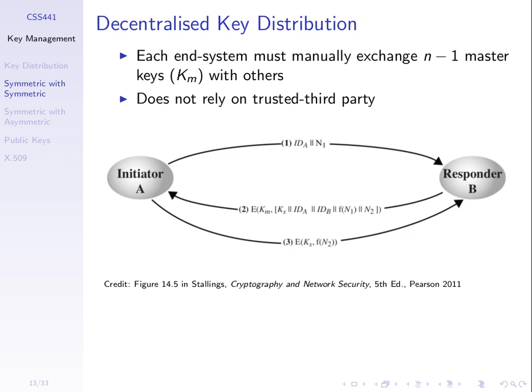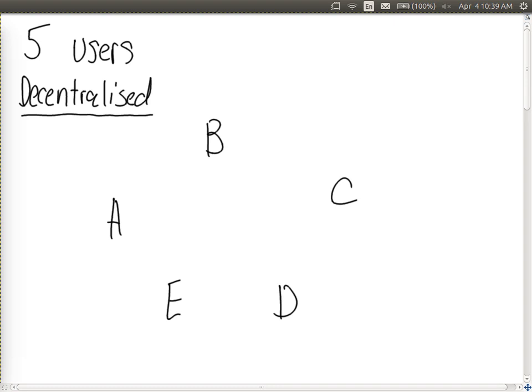With decentralized key distribution, we assume each entity has shared a master key up front, by manual exchange, and then we have a protocol that allows us to exchange session keys. The problem was the number of master keys that we need to share up front. Let's say we have 5 users, A, B, C, D, and E. How many master keys do we need?